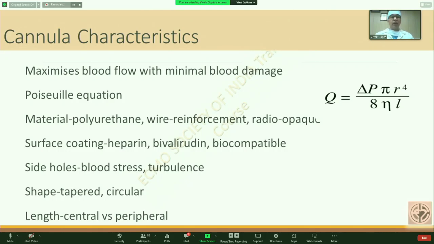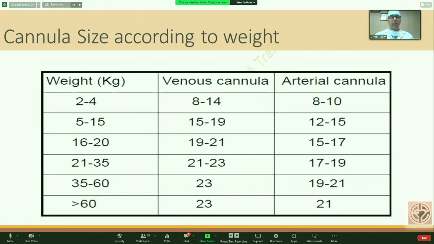The cannulas have a surface coating either of heparin, bivalirudin, or some other biocompatible material. Side holes are present. They can definitely improve the flow, but they can lead to turbulent blood flow. There are different shapes of cannula, tapered or circular, and the length of the cannula is always decided by whether we are planning for central or peripheral cannulation. A peripheral cannula is always a longer one.